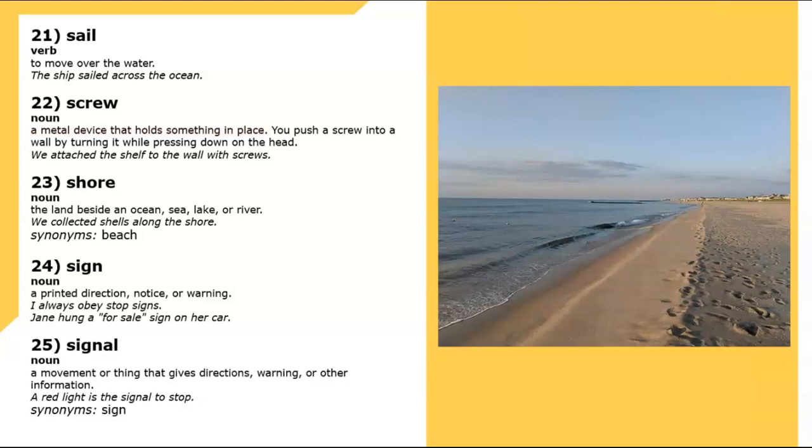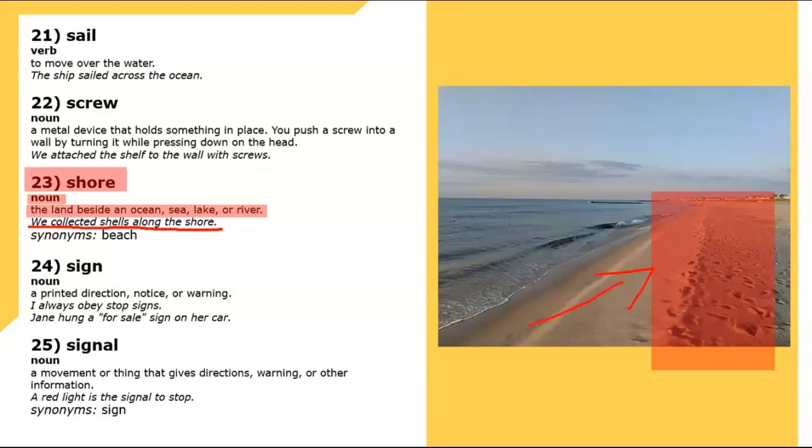Our next word is shore. Shore is a noun, and shore is talking about the land beside an ocean, sea, lake, or river. Basically, this area next to the ocean, that is what we call the shore. When you're making a sentence, you can use it like this. We collected seashells along the shore, or just shells. We collected shells along the shore. Or maybe I walked along the shore.